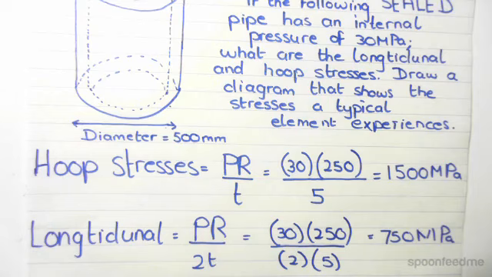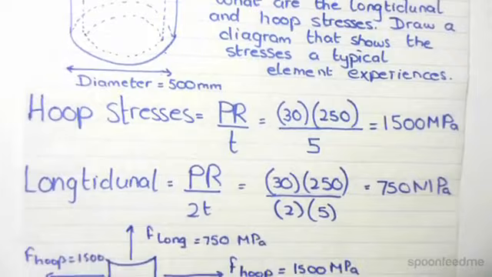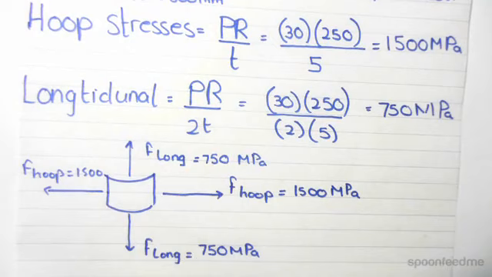Okay, so if we draw the following diagram, we find that here the vertical stresses are the longitudinal stresses. These are 750 megapascals. And the hoop stresses, which are radial stresses, are 1500, as displayed by this diagram.